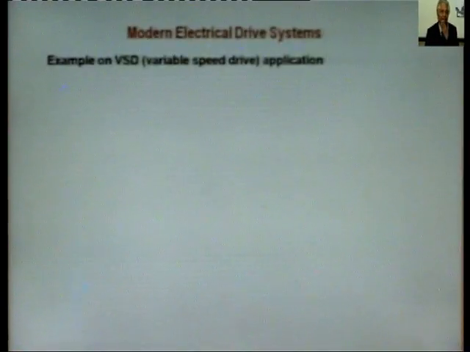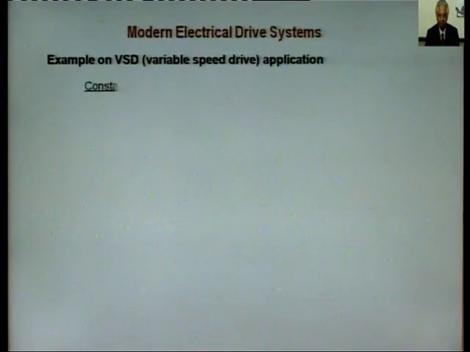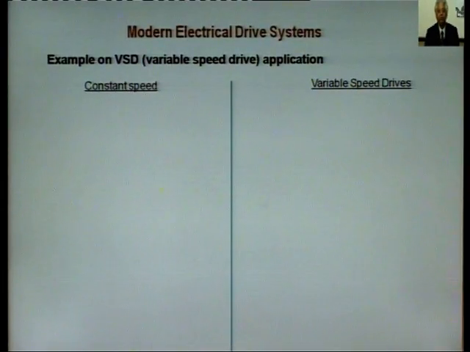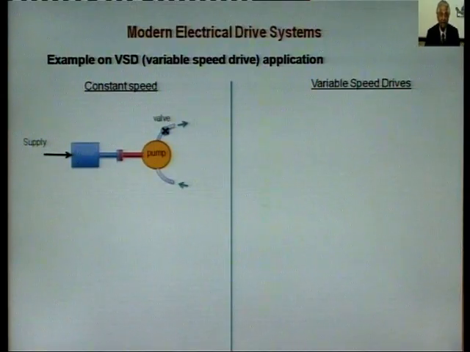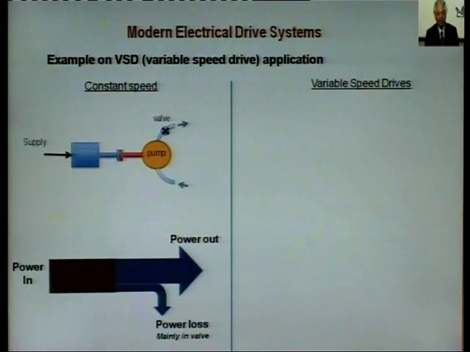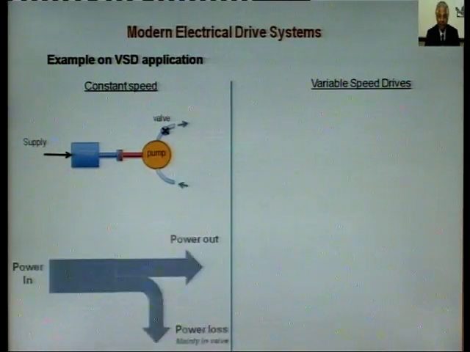Now, let us see an example on VSD. VSD means variable speed drive applications. If you have a comparison between constant speed and variable speed drives, you will get it like this. This is a constant speed drive, and the power is in, power is out, and there is some power loss.